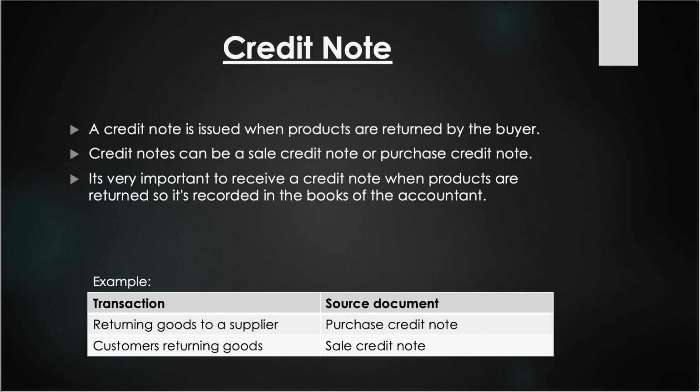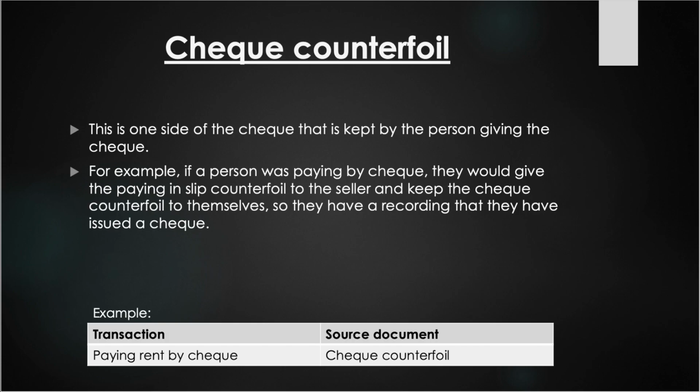A credit note is issued when products are returned by the buyer. Credit notes can be a sales credit note or purchase credit note. It's very important to receive a credit note when products are returned, so it's recorded in the books of account. Once again, at the bottom I've put an example. We can see the transaction as well as the source document. So for returning goods to a supplier, it would be a purchase credit note. And for customers returning goods, it would be a sales credit note. Very easy again.